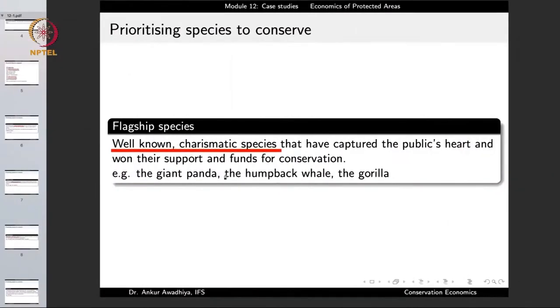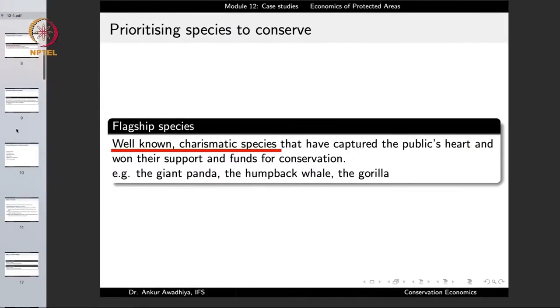Now, these flagship species occupy a space in the hearts of people. And so when you want to conserve these species, it is easy to get funds. It is easy to get public support. So those species that the public likes should also be given a higher priority in conservation. So these are the flagship species.